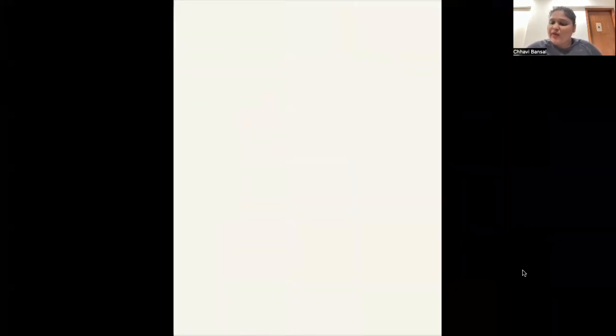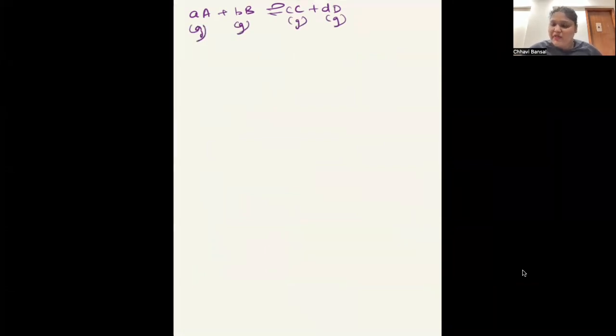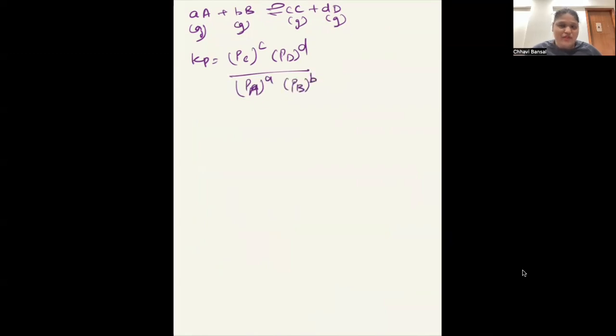So let's start with the same equation. aA plus bB forms cC plus dD, all gaseous. Now, if I find the Kp value, it will be equal to partial pressure of C raised to power c, partial pressure of D raised to power d, divided by partial pressure of A raised to power a and partial pressure of B raised to power b, right?